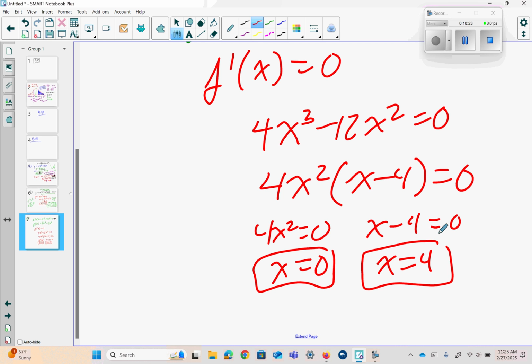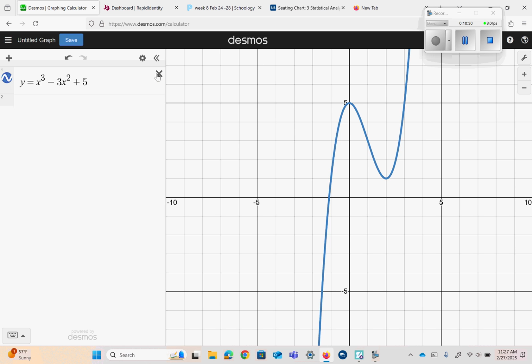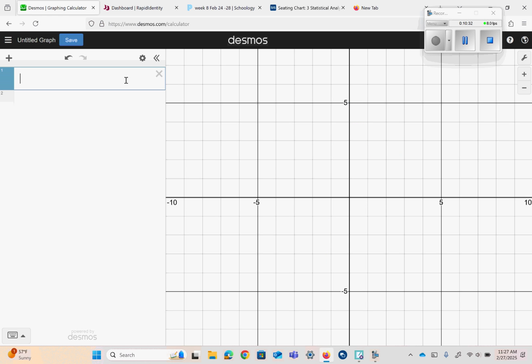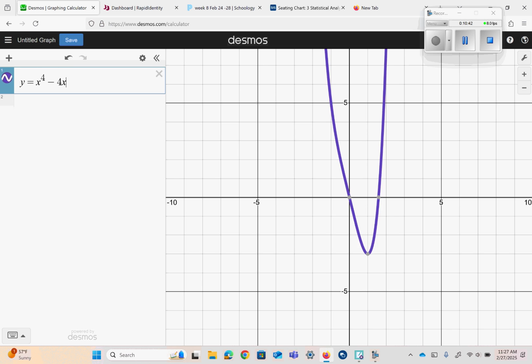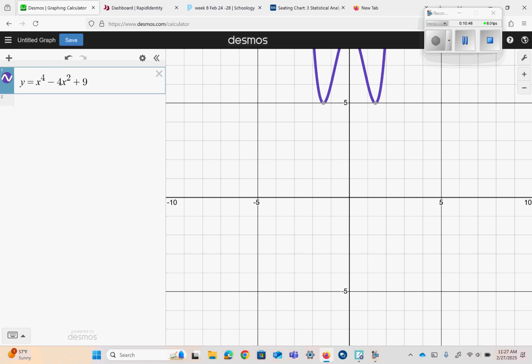Can I go to Desmos, or is anyone still copying? All right, so if we graph this, I have changed it to y equals x raised to the 4th minus 4x raised to the 2nd plus 9. Okay, so here, oh wait, did I do something wrong? Should be x to the third.